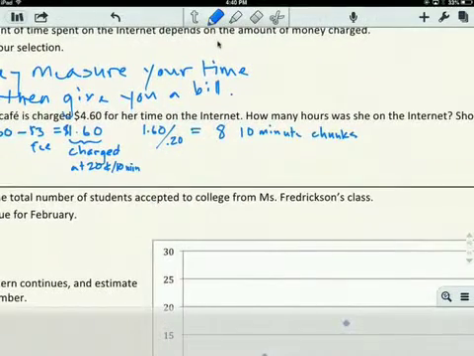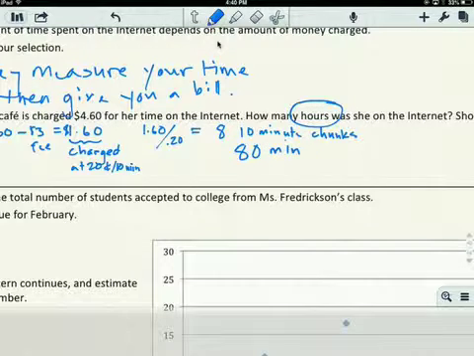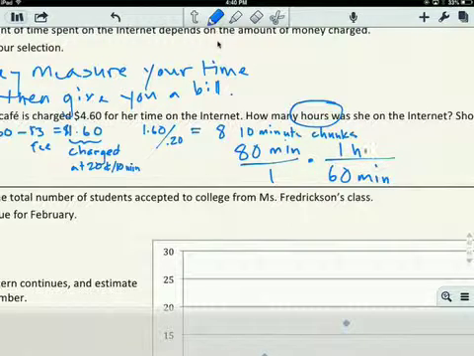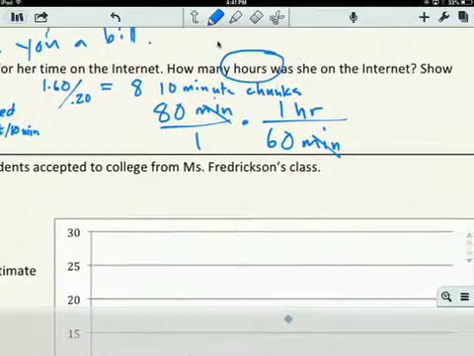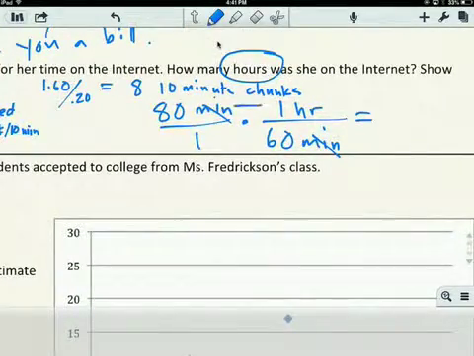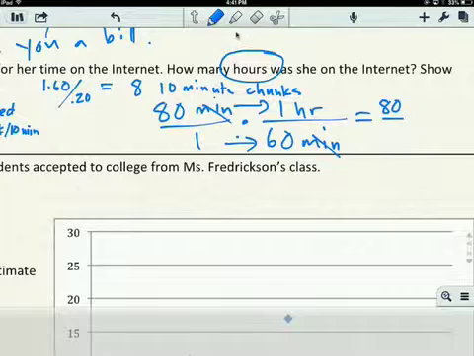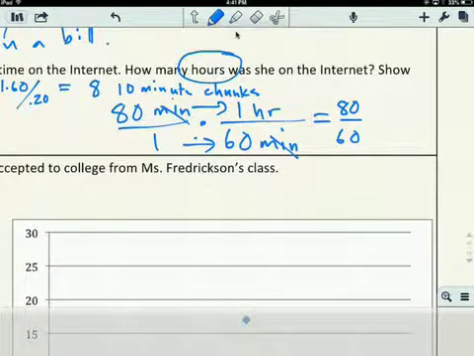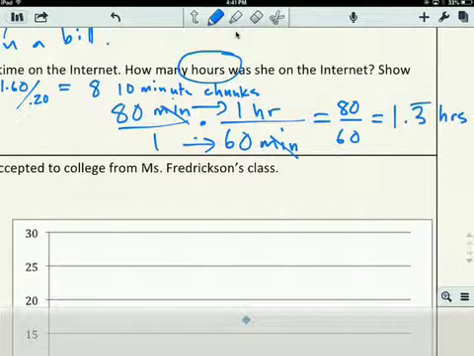From there, I need to answer in a number of hours. So 8 10-minute chunks is 80 minutes. To find out the number of hours, I'm going to do some unit analysis. I'm going to multiply this by 60 minutes for 1 hour. So minutes and minutes cancel out, and so I'll have 80 divided by 60, because 80 times 1 multiplying across is 80, and then 1 times 60 is 60. So that's going to give me 1.3 hours. Cool.